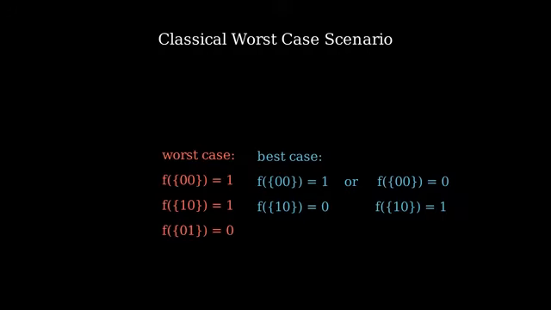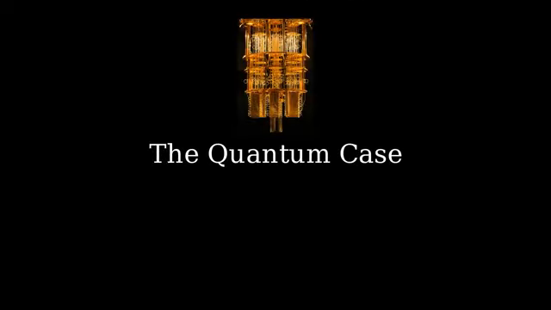Thus, for us to be absolutely 100% sure whether our function is constant or balanced, we need to evaluate 3 of the inputs. This means that we need to run the function 3 times. Since we're coding a general solution and we don't know how this function will work, we always have to prepare for this worst case scenario. Now what about the quantum case? It turns out that in the quantum case, we can get away with running the function only once.